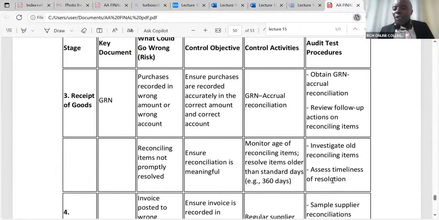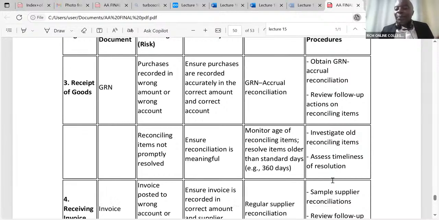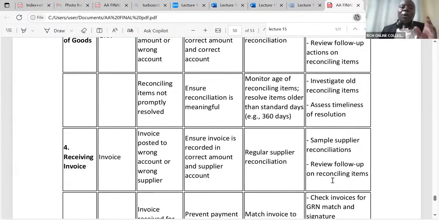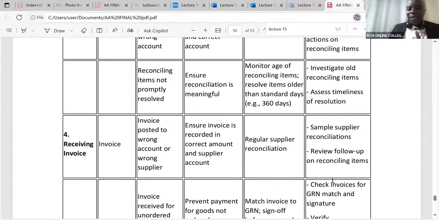If in this case we are not prompt to address any non-reconciling issues, then there is a problem. Then we go now to step number 4. We are almost finishing. So remember, I've received the goods. The next thing, of course, is to receive the invoice from the client. The key document here that I should be able to know is the invoice.